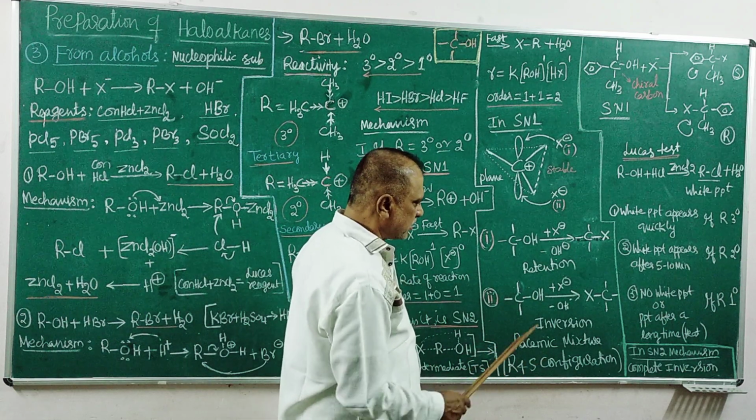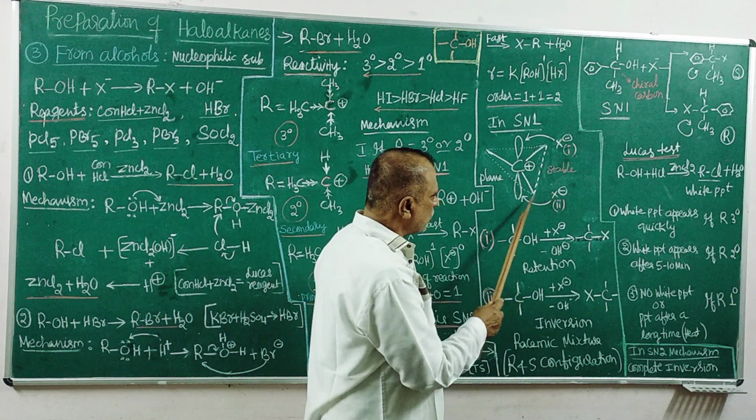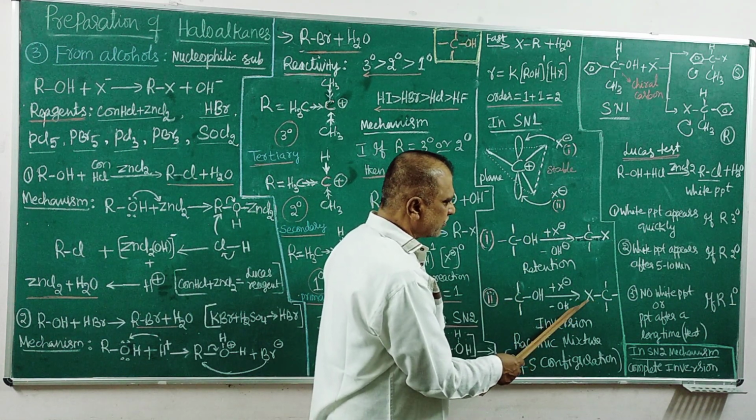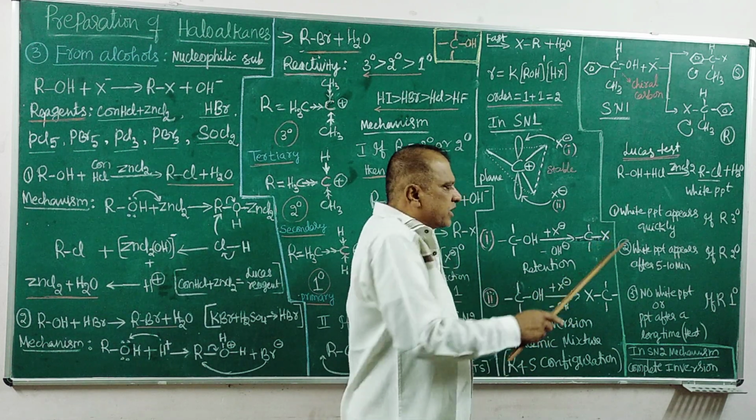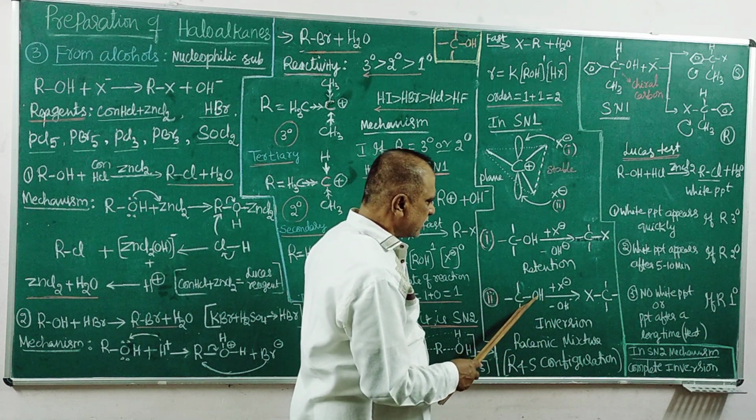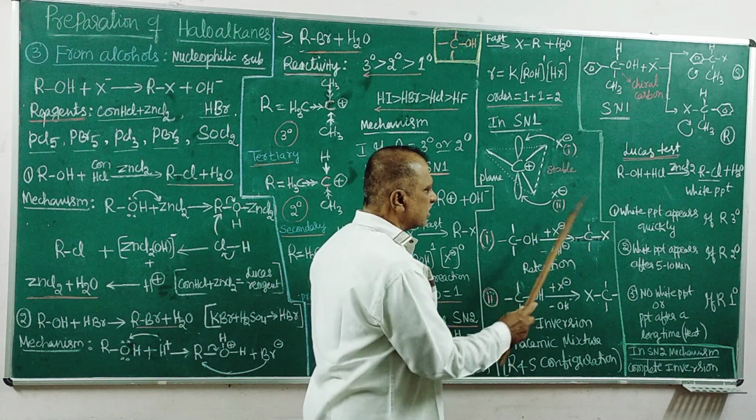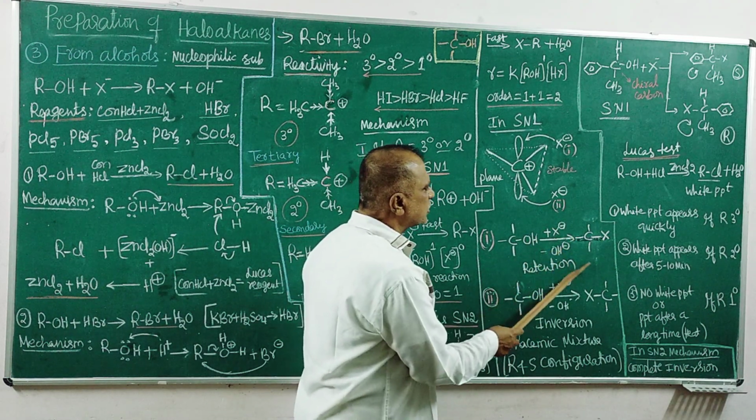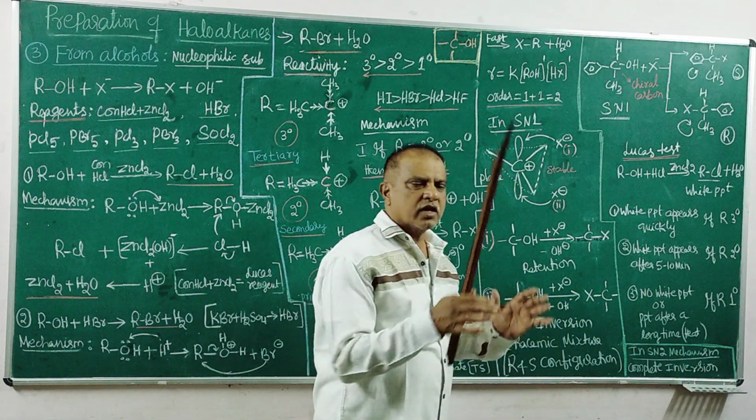The initial configuration of this alcohol is this. If the attack is from this side, it becomes X. Substitution on the opposite side versus substitution on the same side: OH is on this side, but X is in the opposite direction. So here, what is stereochemistry? It is the geometrical shape of the molecule.